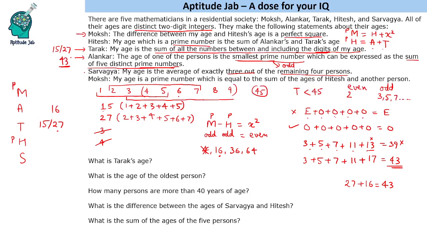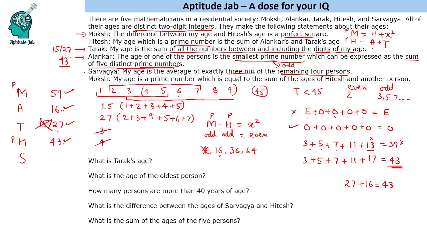Okay. So if you take 16 here, Hitesh will become 43. 16 plus 27 is 43. And Moksh is Hitesh plus some square number. So this is a square number. 43 plus 16 is 59. Okay. Which is also a prime number. So this condition is satisfied. Square number is satisfied. The sum of digits is satisfied. Prime number and the square condition are also satisfied. So these 4 ages are done.